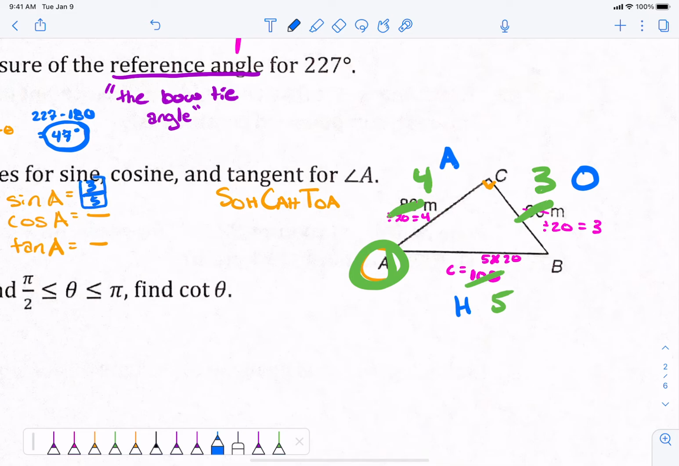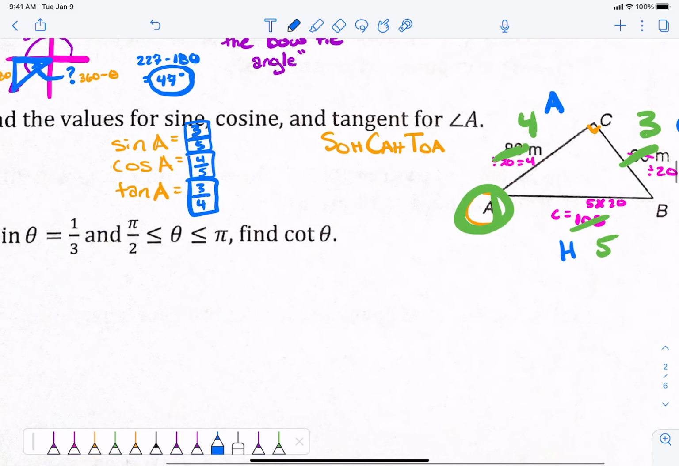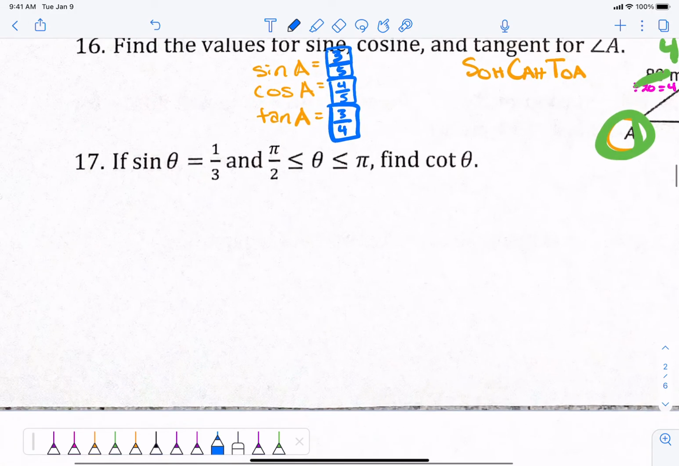Yeah? Yep. There's that guy. Cosine, I wrote these too close together. Adjacent over hypotenuse? 4 over 5 is cosine. Tangent is 3 over 4. Is that right? Yeah? Okay, there you go. That's all they're wanting for those guys. Okay, good? Make sense? Okay, all right, 7.